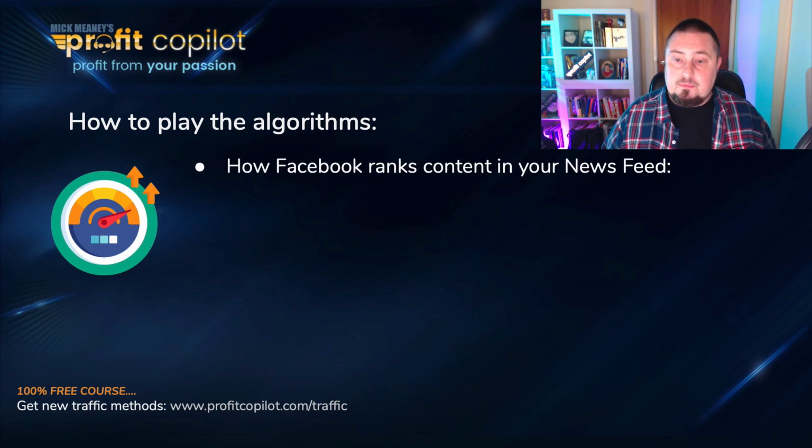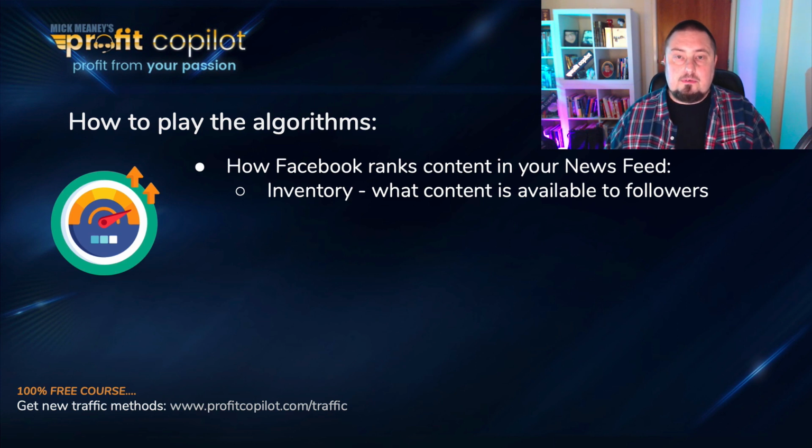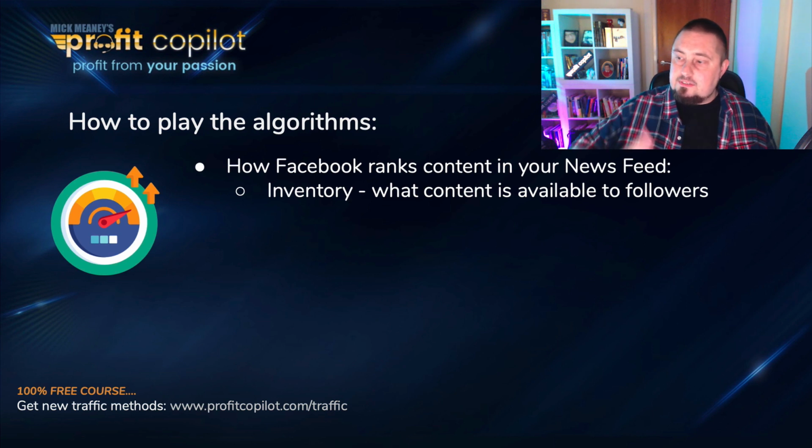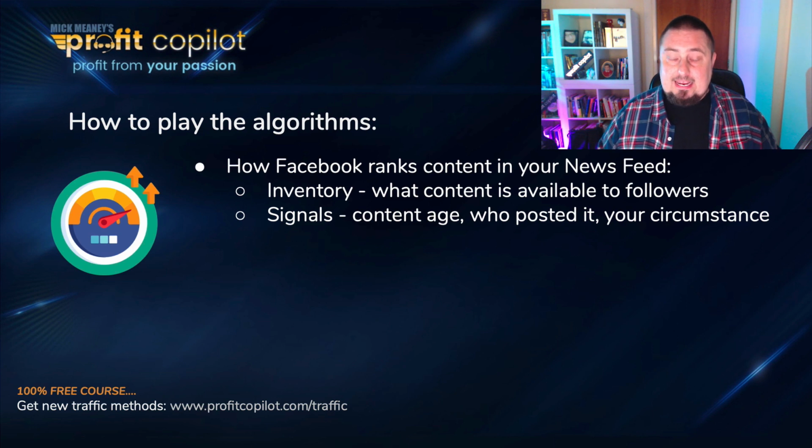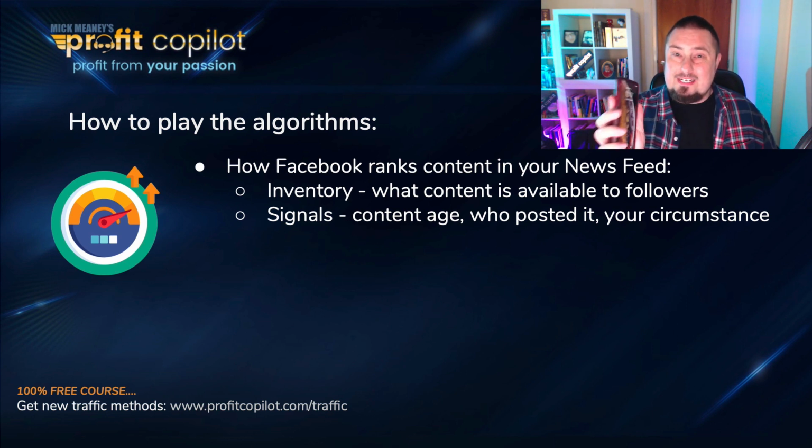So we're going to start with Facebook. It starts with what's available to your followers. So Facebook looks at all the content that could be shown to your followers, and then it uses signals to look at the age of the content, who posted it, and it even looks at your circumstances. So as you're going through Facebook on your phone, guess what it's doing? It's looking at the strength of your internet connection. It's even looking at your phone itself to determine what type of content to show.